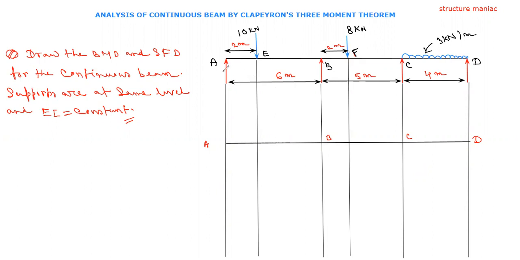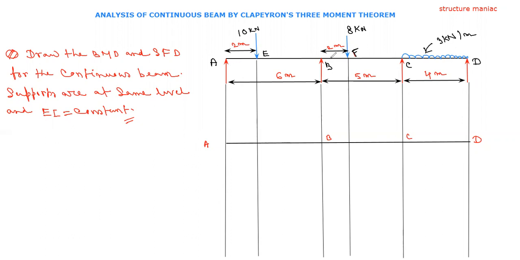So here, the beam is A, B, C, D. It's a three-span continuous beam, AB, BC, and CD. They are asking us to draw the bending moment and shear force diagram for this continuous beam, where the supports are at the same level and EI, the flexural rigidity, is constant.